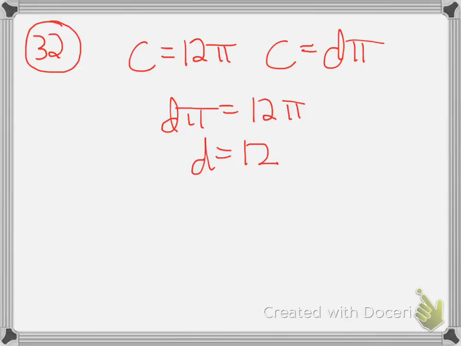Problem number 32 tells us that the circumference of some circle is 12 pi, and we want to find the diameter. Well, another formula for circumference is the circumference is the diameter times pi. So the diameter times pi has to equal 12 pi, because they're both expressions for the circumference of this circle. Divide both sides by pi, and your diameter is 12.